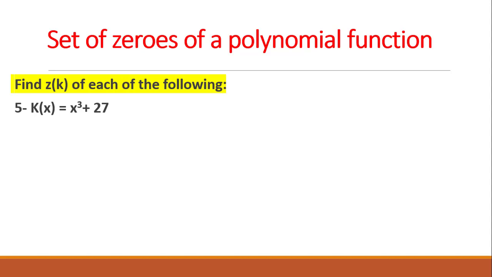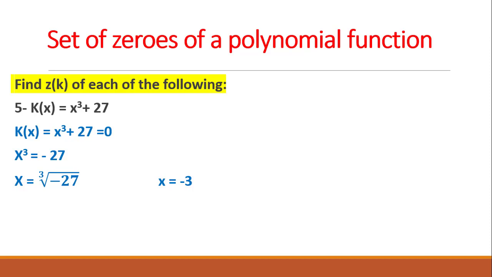X power 3 plus 27. In the same way, I want to get Z of k, the set of zeros of function k. So I write k of x equals 0. X power 3 plus 27 equals 0. It means x power 3 equals negative 27. By taking the cube root of both sides, x equals negative 3. So Z of k equals negative 3.